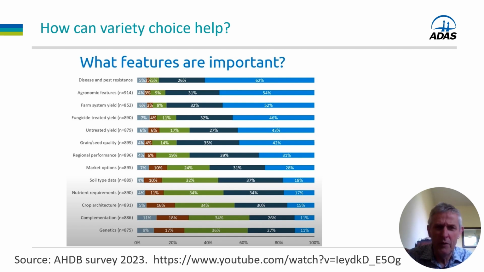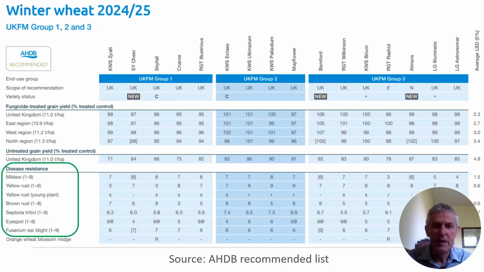And this importance of disease resistance is reflected in the amount of effort that goes into quantifying the disease resistance of varieties in the AHDB recommended list. So this is data published every year from multiple field trials across the UK where disease levels are scored, and that's translated into a resistance rating in a range from 1 to 9, where 1 would be hideously susceptible and 9 is virtually immune to that particular disease.